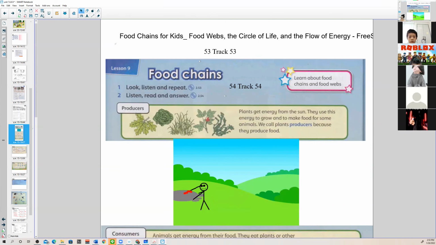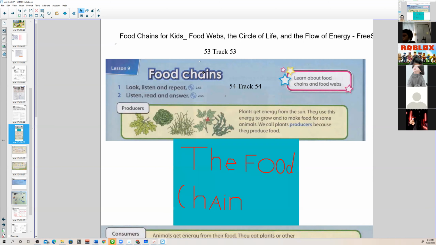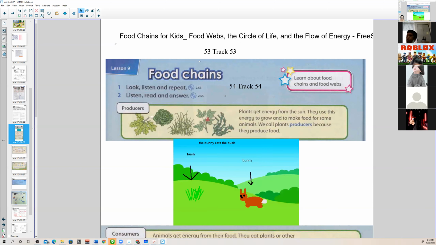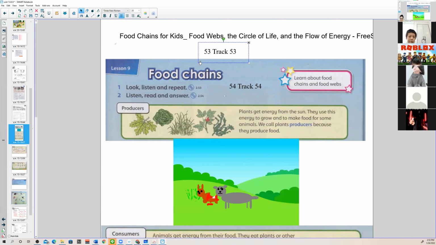Right, let's take a look at page 62. Let's take a look at the main vocabulary that we're going to learn. Look, listen, and then repeat. Listening 2.53. Look, listen, and repeat.